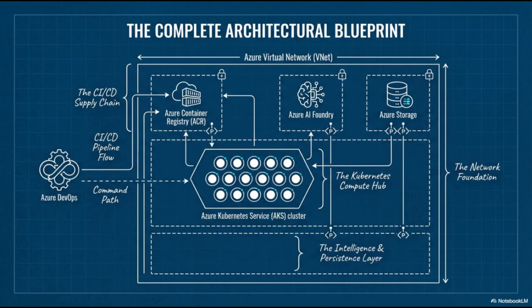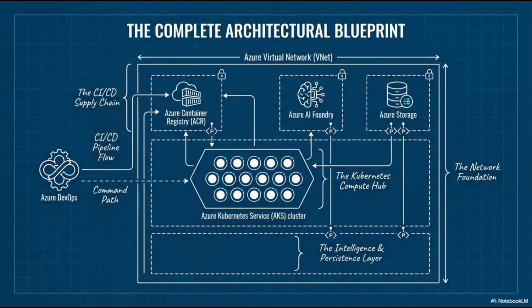Welcome to an overview of the complete architectural blueprint for a modern, cloud-native application ecosystem on Azure. This design integrates several critical layers to ensure security, scalability, and intelligence. At the entry point, we have Azure DevOps, which manages both the CI/CD pipeline flow and the command path. This forms the CI/CD supply chain, where code is transformed into containerized workloads and stored within the Azure Container Registry. The entire environment is secured within the network foundation, defined by the Azure Virtual Network. This isolation ensures that traffic between services remains private and protected.